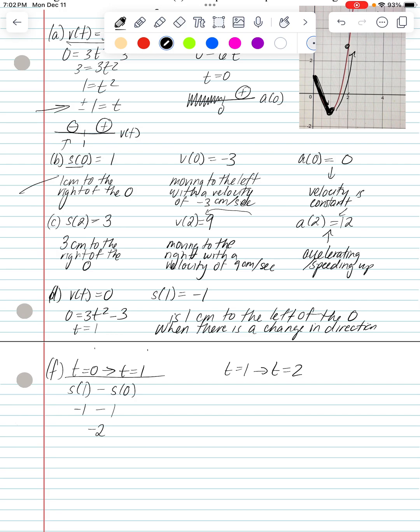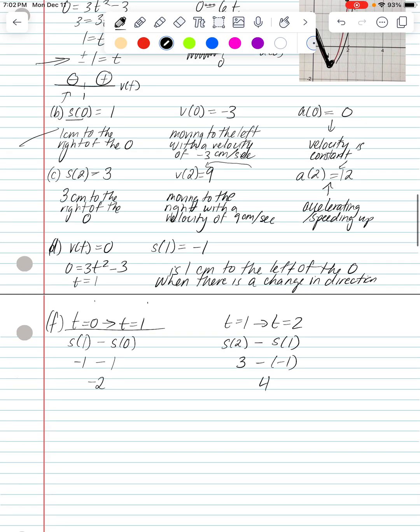Okay? And then in this one, we're going to do the position at 2 minus the position at 1. Okay? When I plug 2 in, I get a 3. When I plug 1 in, I get a negative 1. So I'm getting a total distance of 4 between these two. So now I'll just add up 2 and 4. Again, disregard the negative because we're looking at the overall distance traveled. So we can say total distance of 6 centimeters.